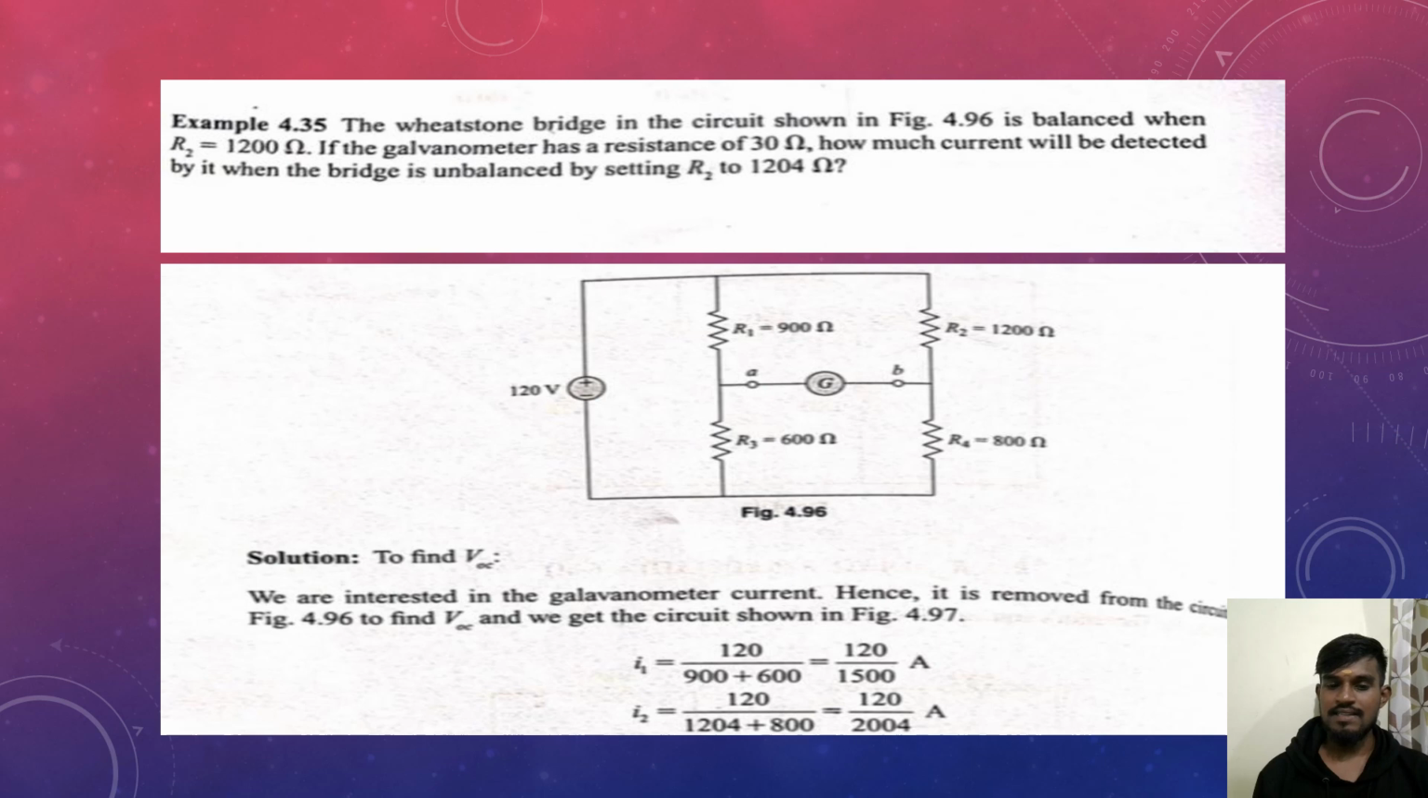I1 is equal to 120 divided by 900 plus 600, that is equal to 120 by 1500 amperes. I2 is equal to 120 by 1204 plus 800, that is equal to 120 by 2004 amperes.